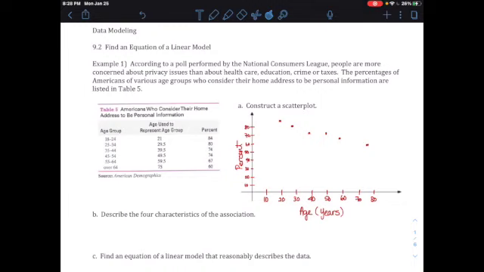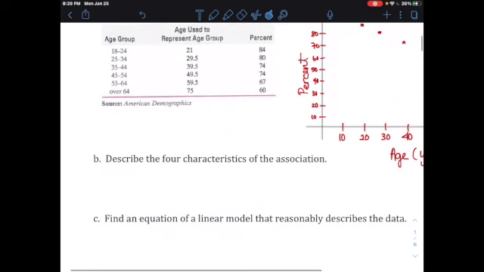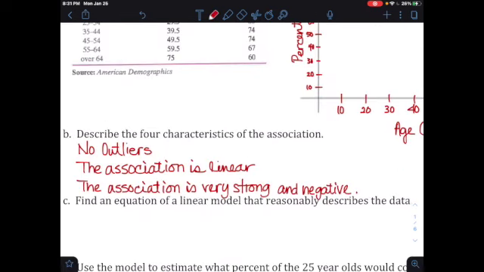Describe the 4 characteristics of the association. There's no outlier if you look at the graph. The association is linear, it kind of has a straight line. It's strong. Yeah, it's kind of strong, but it's negative. Now, eventually I'm going to show you guys why it is strong or not very strong. So just give me a minute. Let's write down, describe the 4 characteristics. I'm going to write it down. So now one more thing I want to show you.